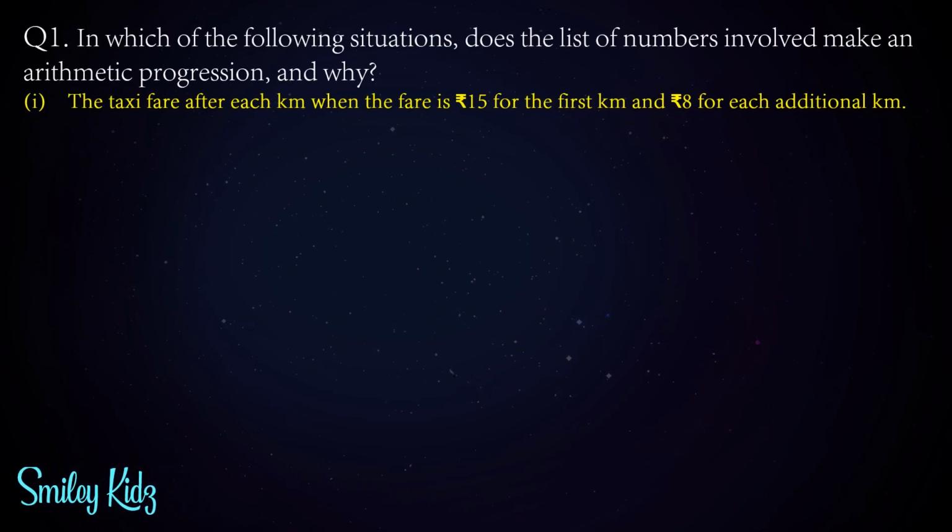Question number 1 says, in which of the following situations does the list of numbers involved make an arithmetic progression and why? In this question, we have 4 sub-questions. Let's solve the first one. The taxi fare after each kilometer when the fare is rupees 15 for the first kilometer and rupees 8 for each additional kilometer. Now what does this mean?